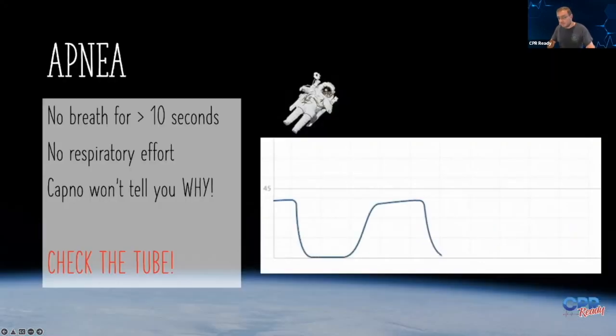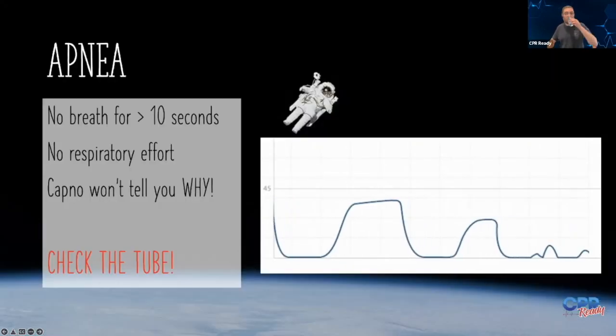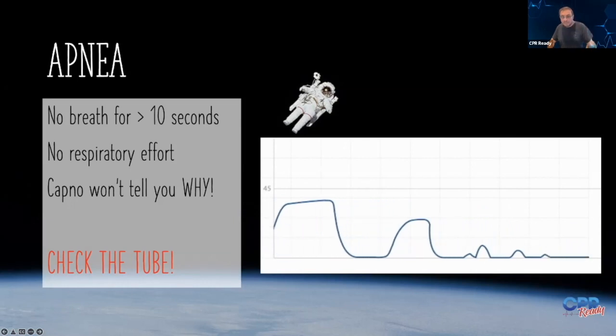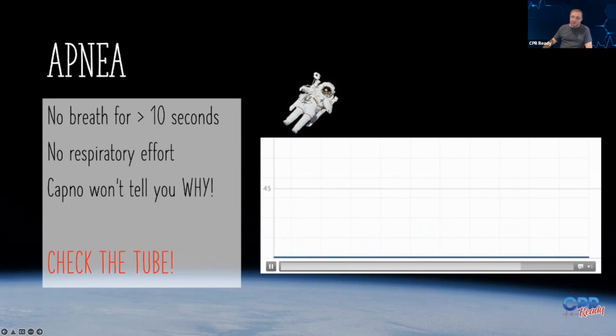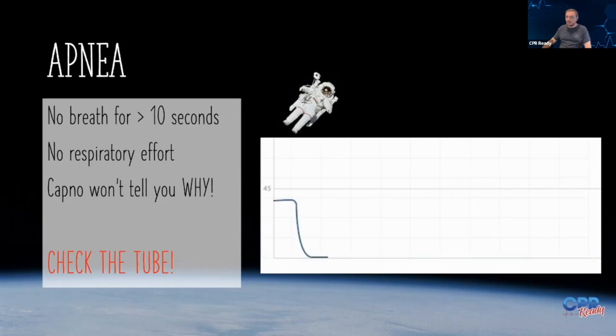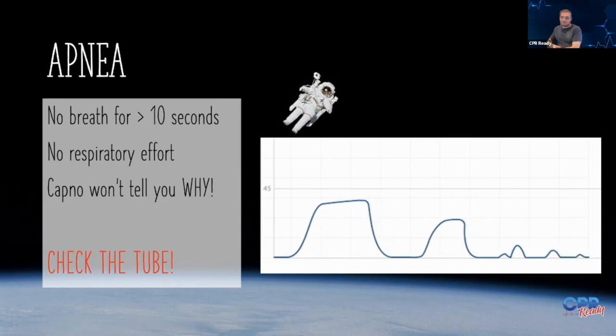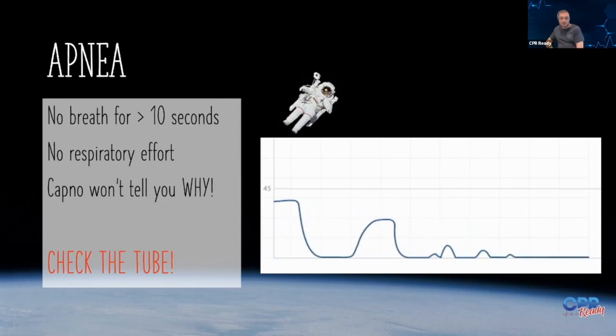Then, of course, there's something that looks like this. This is apnea. When the breathing stops, there's no more exhalation, and you see a flat line on your end tidal, on your capnography, right? We define apnea as a lack of breathing for at least 10 seconds with no respiratory effort. Some things that can cause this are the obvious, right? Cardiac arrest, respiratory arrest. Also consider your equipment. You want to make sure your equipment is connected correctly.